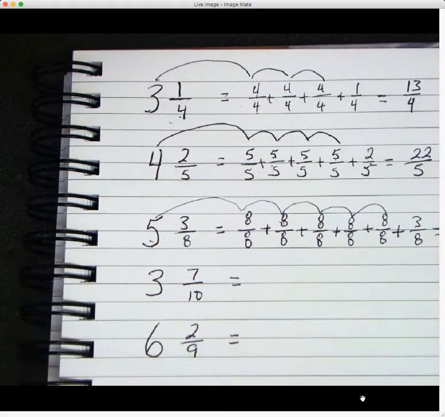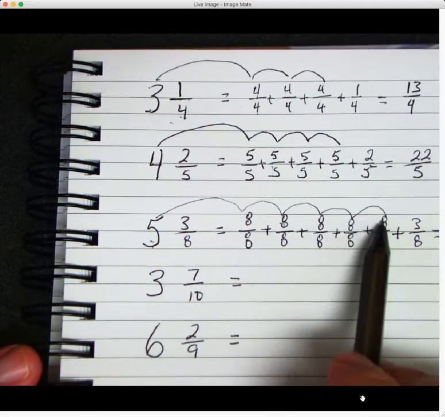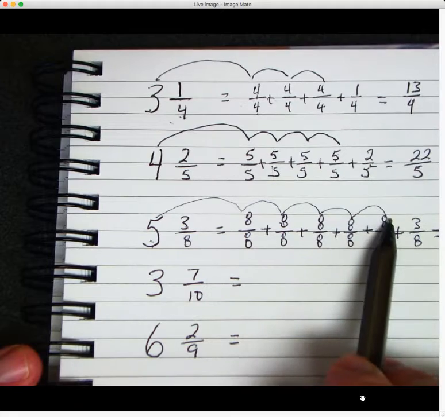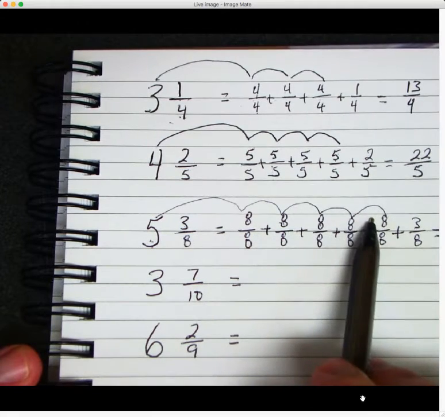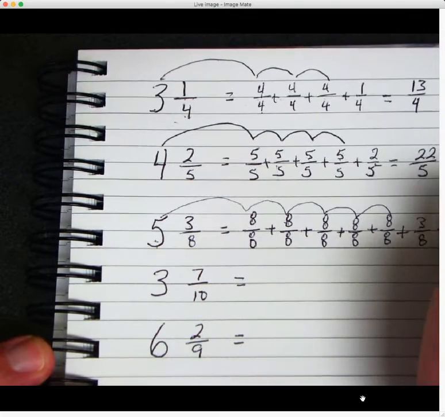Okay. So now I'm going to add them all together. So let's do it the short way. If I have 1, 2, 3, 4, 5 eighths, I could just do 5 times 8, couldn't I? What's 5 times 8? It's 40. Plus 3 would be 43 eighths.